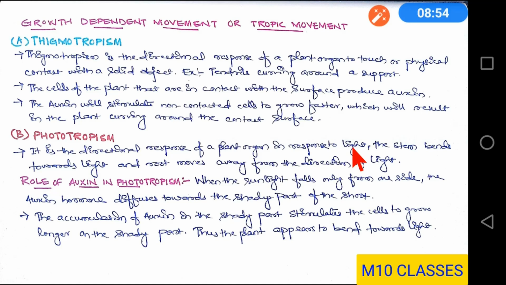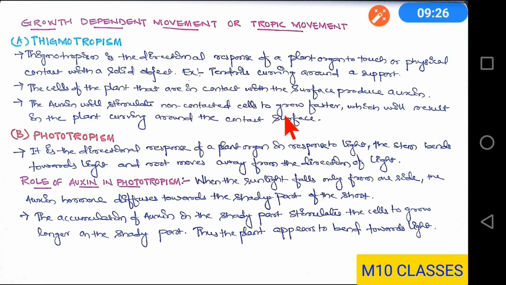Now let us see about growth dependent movements or tropic movements. Now in case of tropic movement, the response of the plant depends upon the stimulus, from the direction of action of the stimulus. Now first comes thigmotropism. Thigmotropism is a directional response of the plant organ to touch or physical contact with a solid object. For example, tendrils curving around a support.